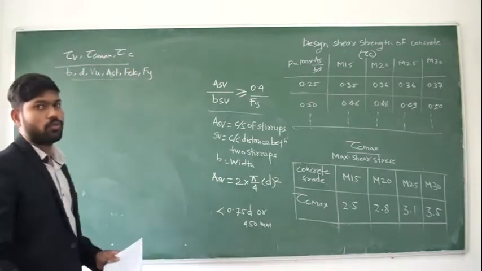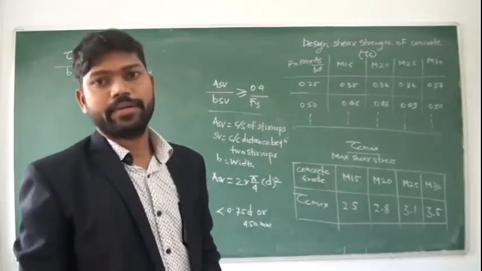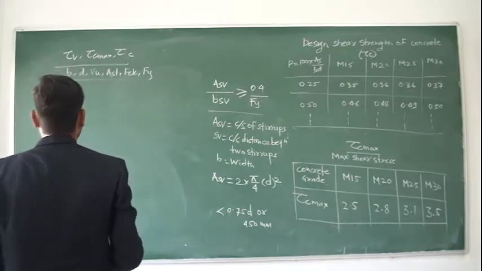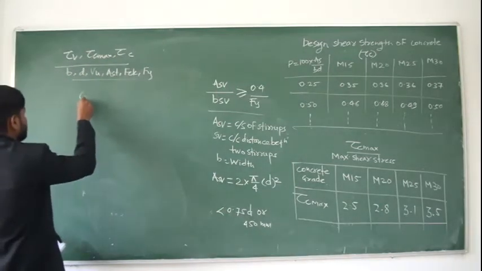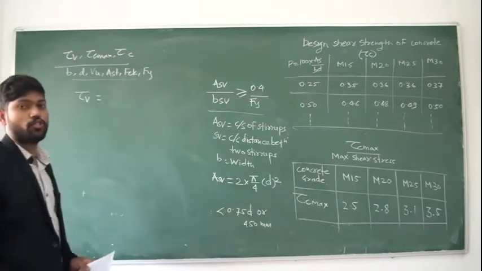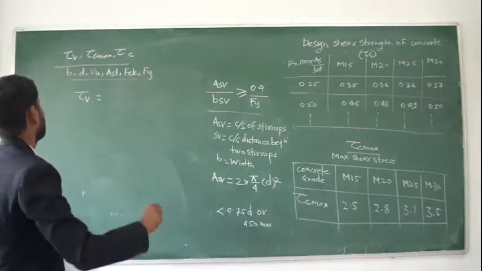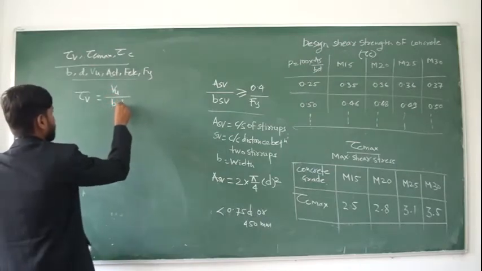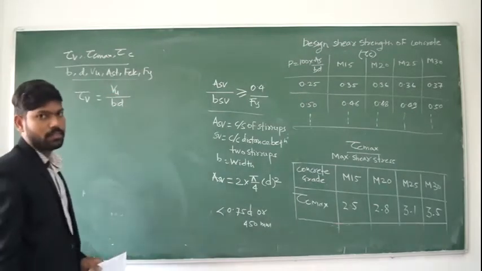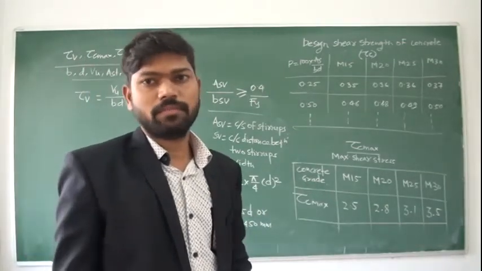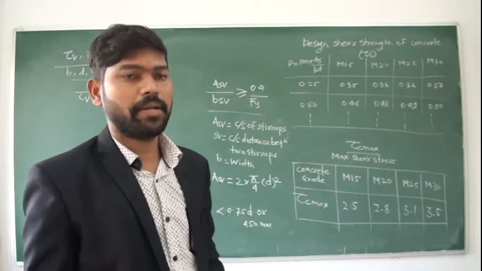All these values are known to you. Okay, so how will you proceed? First of all, you have to calculate tau v, the nominal shear stress. So it is VU divided by bd. VU is given, so you can calculate tau v, VU divided by bd.